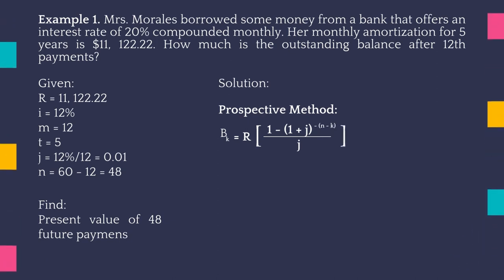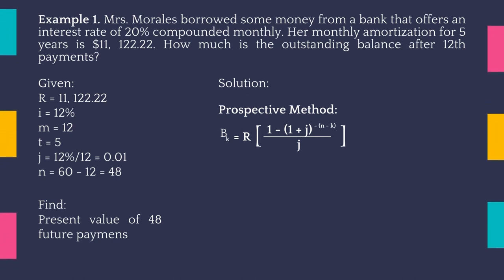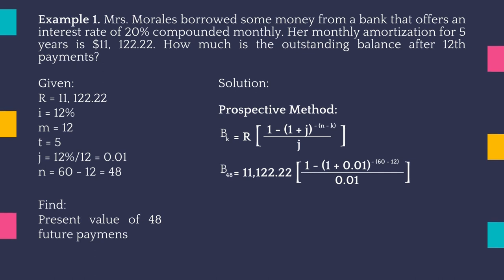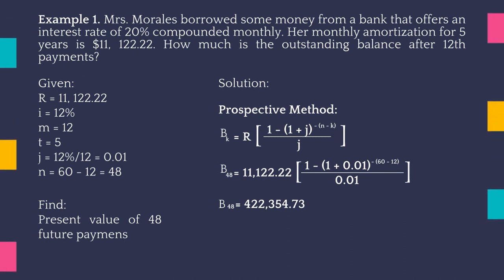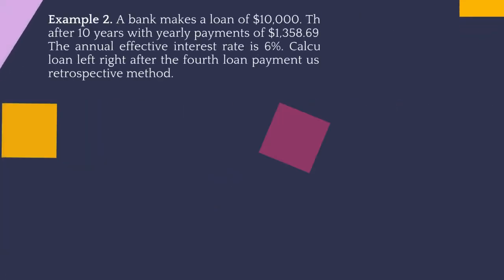So this is the formula for the prospective method. B is equal to R times 1 minus 1 plus J to the power of negative N minus K, over J. So next step is to plug in. B is equal to 11,122.22 times 1 minus 1 plus 0.01 to the power of negative 60 minus 12, then over 0.01, and the result is 422,354.73.